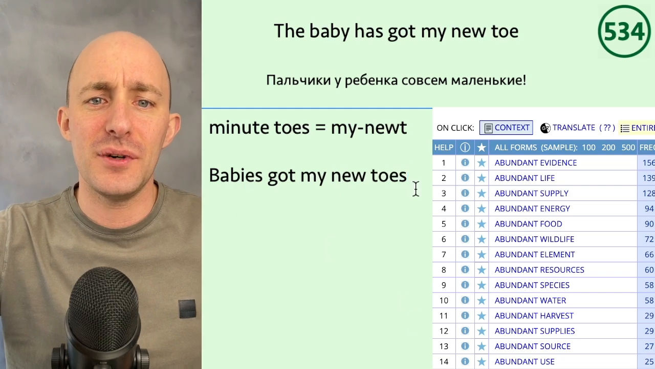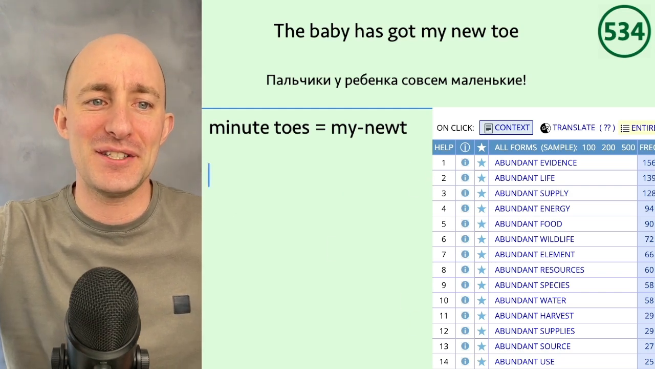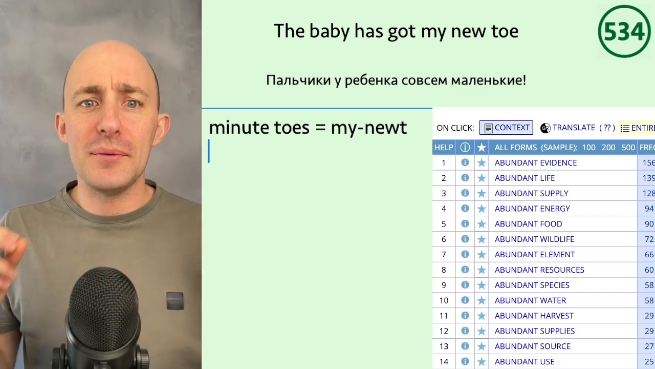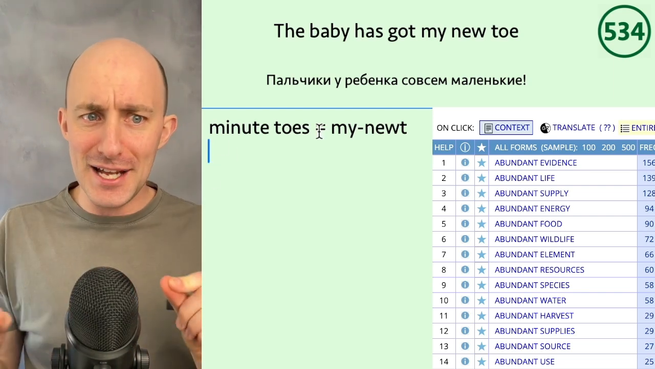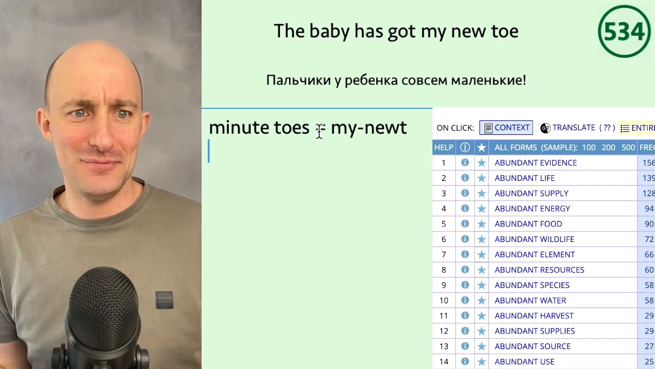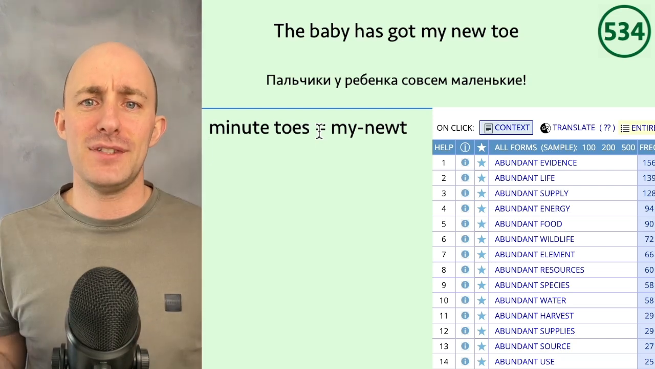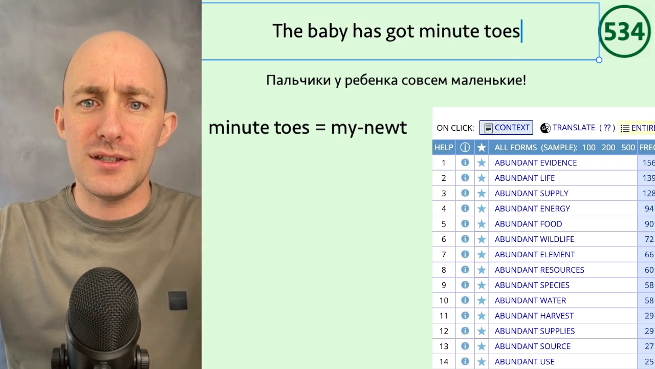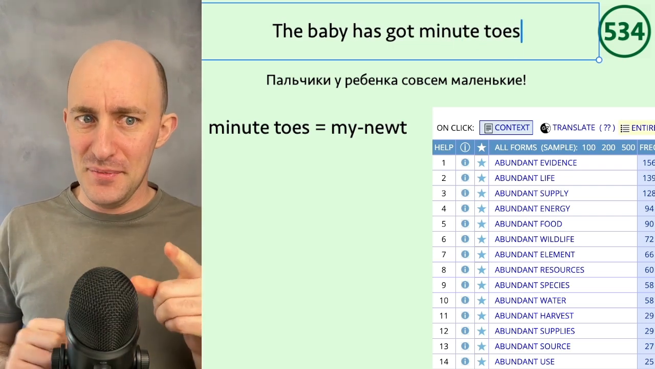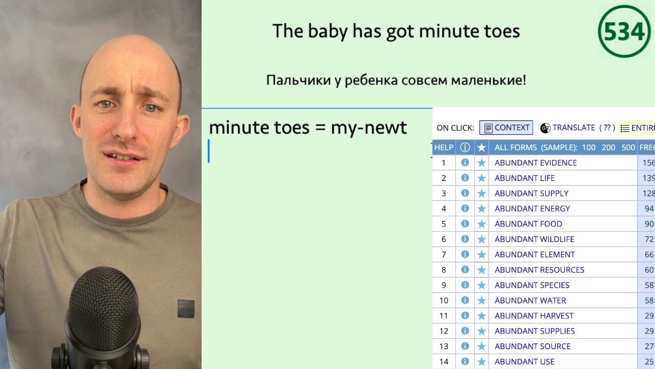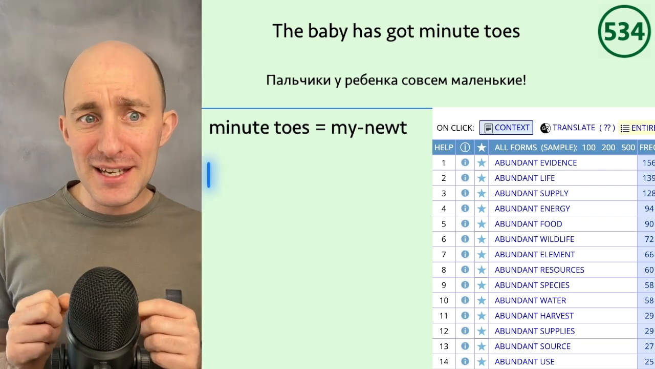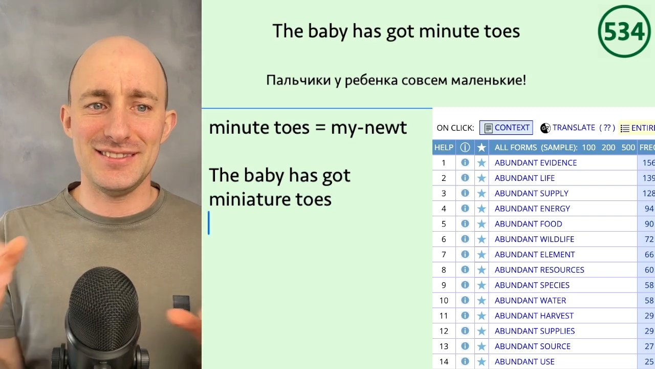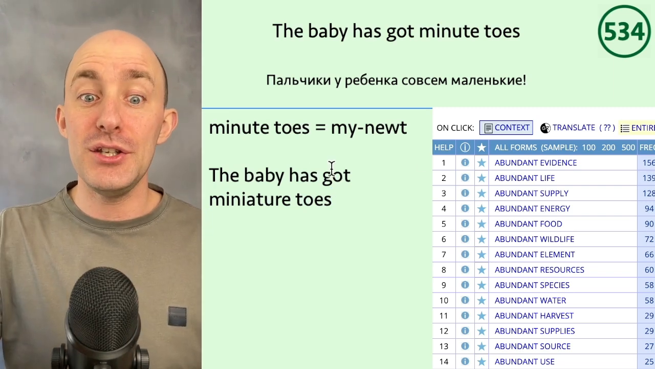It doesn't work with American pronunciation either. Never mind. Maybe you can make voice typing work for this word. But minute, the adjective, not minute, the noun, means tiny. Minute toes. Minute, not minute. You can also say miniature or mini. The baby has got miniature toes. Miniature. Little. Or minute, tiny.